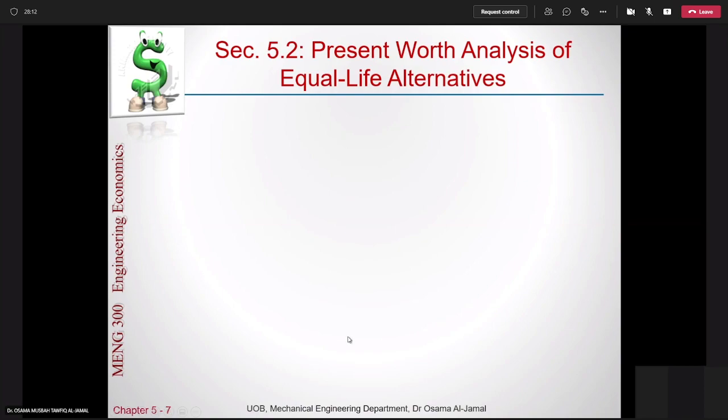This is the first thing to look for in life. If they are of equal lives and what you want to calculate is the present worth or a future worth, that's it. Any other comparison later on that we're going to see in chapter 6 or 7, it doesn't matter. It matters only here, in present worth or future worth. We need to see the life. Are they of equal life or unequal lives?